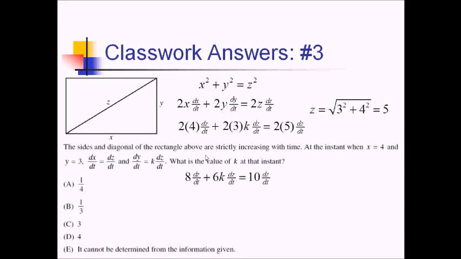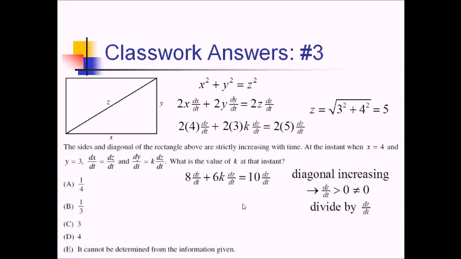Here's where we have to read the problem again. They said that the side and diagonal of the rectangle are strictly increasing with time. If our diagonal is increasing, strictly increasing, that means that it's always going to be greater than 0. dz over dt itself is always going to be greater than 0, which means that it can never be 0, which means that we can actually divide by dz over dt.